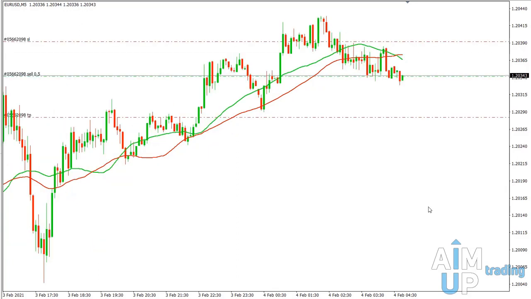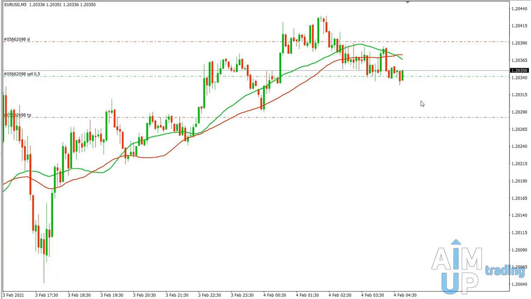Okay, a little later, guys, we saw this cross of the moving averages, and that was a signal for us that the price is going to go down, and we open our position. You see that we set our take profit and stop loss.